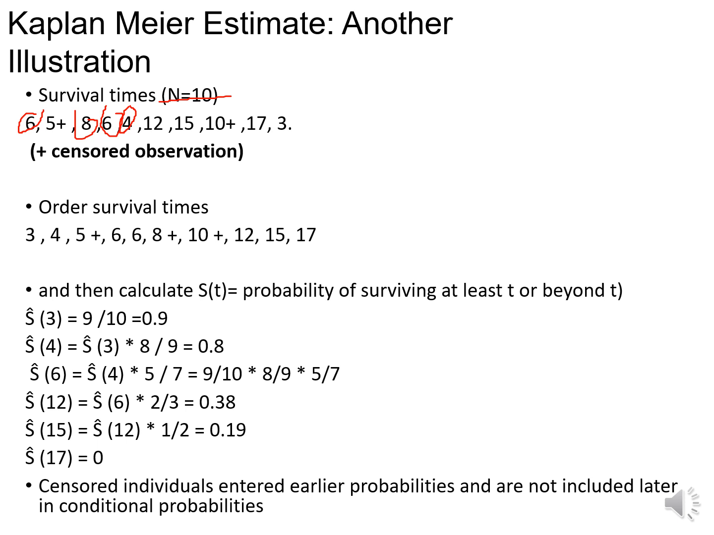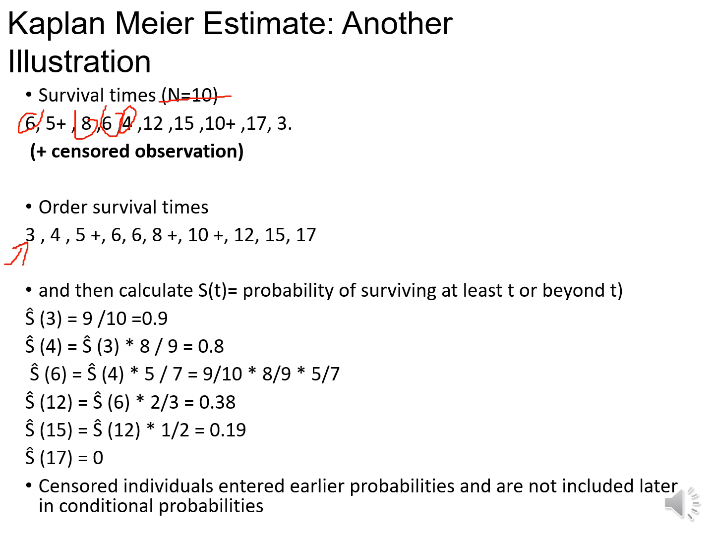The first thing we do is order the survival times, and then we calculate the probability of surviving at least to time t or beyond. So the first event occurred at time 3. The survival at time 3 and beyond is 9/10 because we have one event out of 10, and therefore what remains is 9/10, which is 0.9.